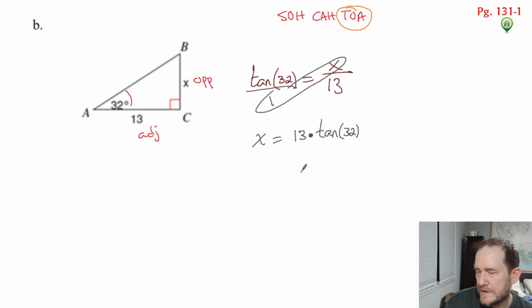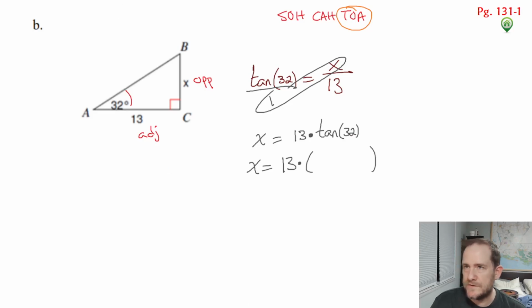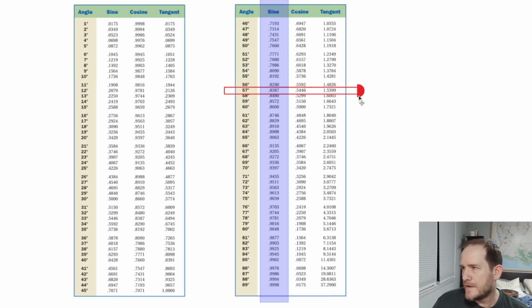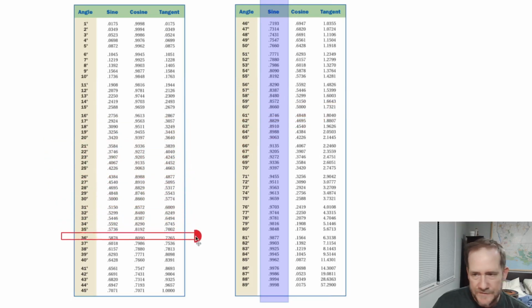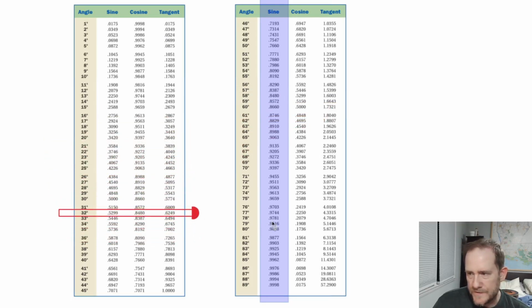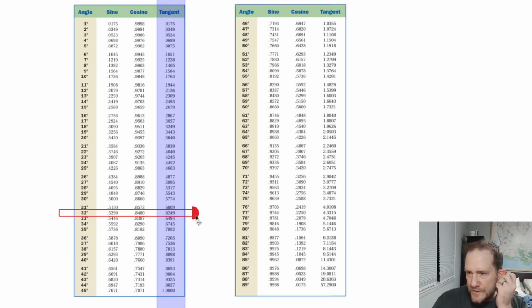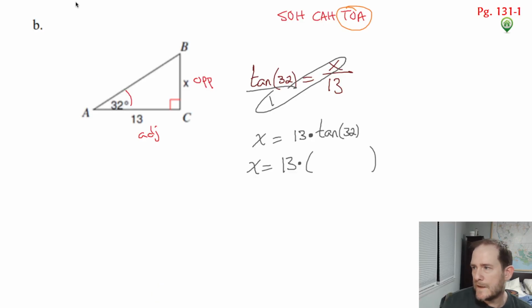And I don't know what it is. So I better go to my chart of trigonometric values. We're going to do 13 times whatever this decimal comes out to be. So tangent of 32, what's that? We'll go to your chart, find 32, that's going to be over here on the left side. 32 is right there. The tangent is this last column, so 0.6249. So you just want to do 13 times 0.6249 and you get what you get.